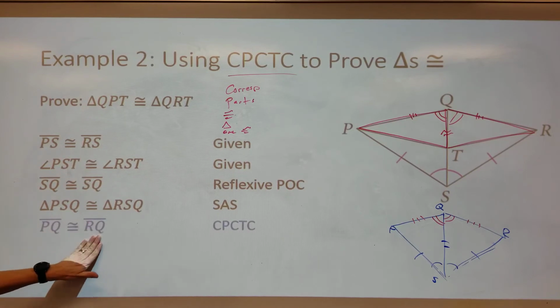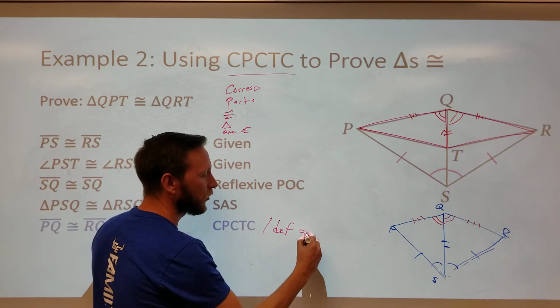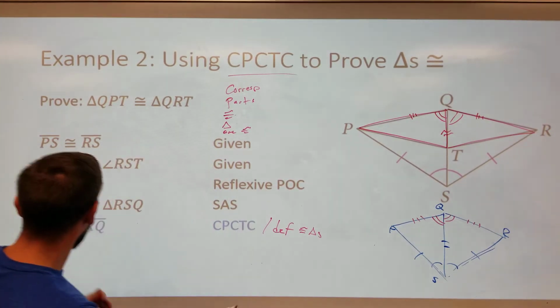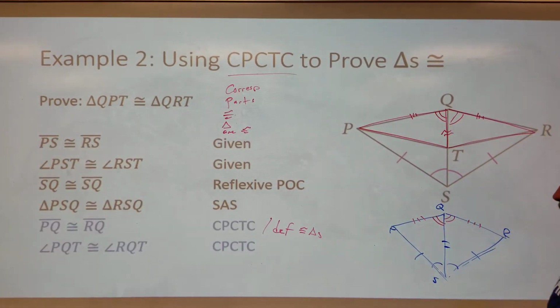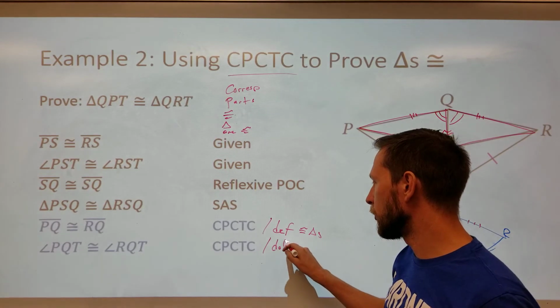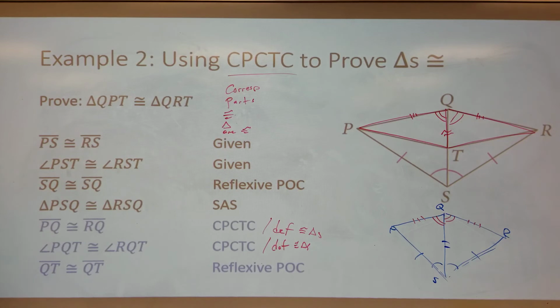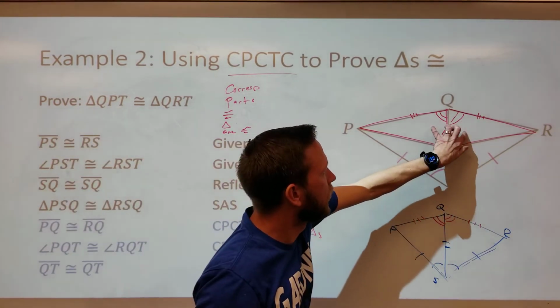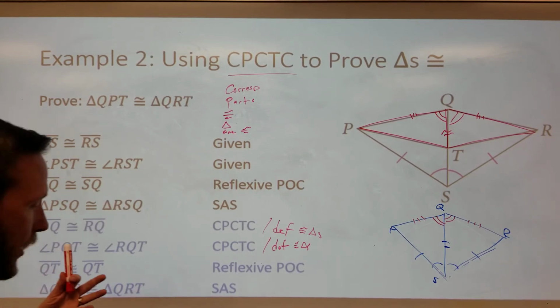Segment PQ is congruent to segment RQ by CPCTC, or if you just want to say it by the definition of congruent triangles. That's totally cool with me. We have angle PQT is congruent to angle RQT by CPCTC, or the definition of congruent triangles. And QT is congruent to itself by the reflexive property of congruence. Which means that this pair of triangles, QPT, QRT, are congruent by a pair of sides, a pair of angles, a pair of sides.